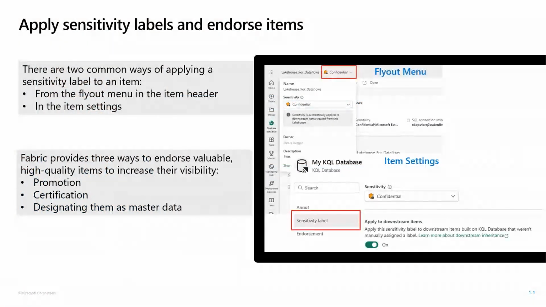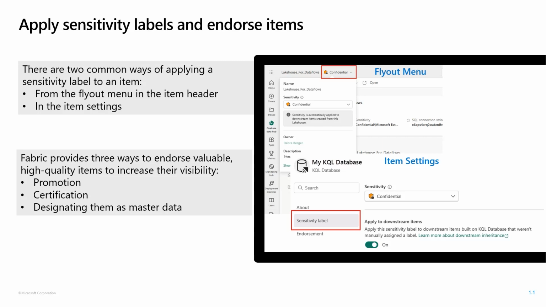Recall, too, that sensitivity labels on items can guard your sensitive content against unauthorized data access and leakage. There's 2 common ways of applying a sensitivity label to an item. Number 1 is that you can do this from the flyout menu in the item header, and the other is it can be done in item settings.